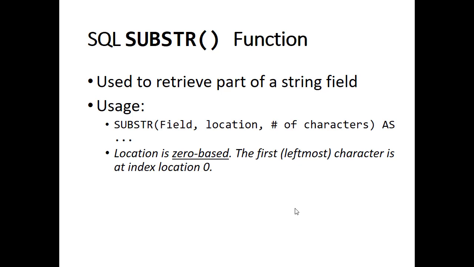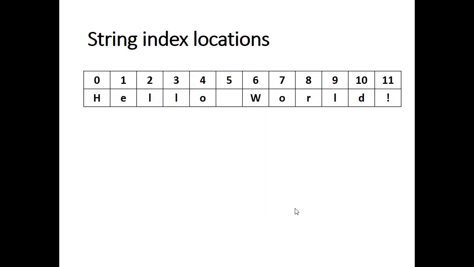Now the location, the middle argument, is a zero-based number. We learned about zero-based counting when we talked about conversion between binary and decimal. So we don't start counting with 1, we start counting with 0. The first character in any text field, any char field, any varchar field, is going to be at index location 0. Let me show you an example of what this looks like.